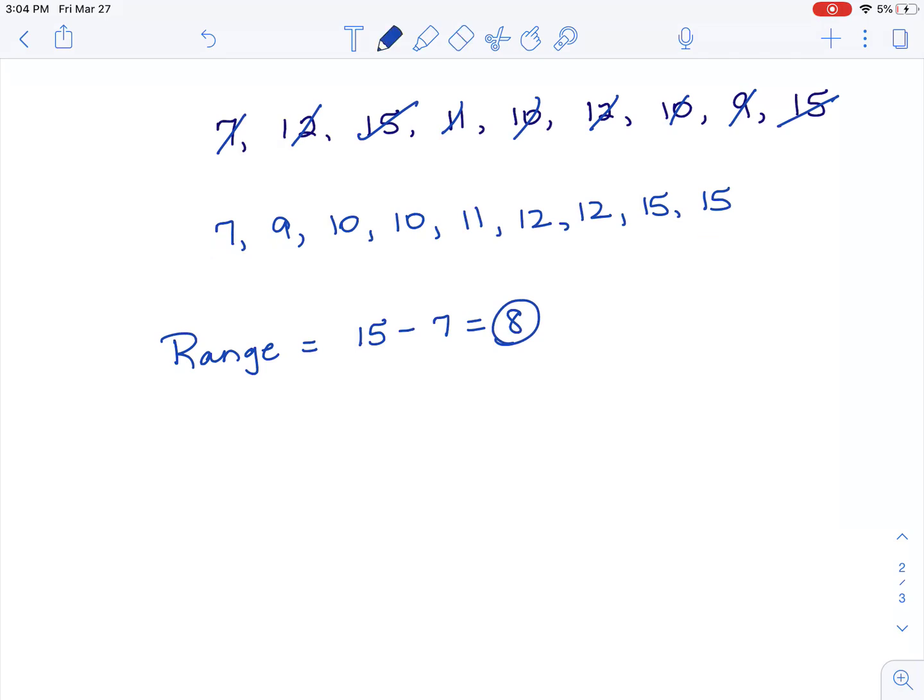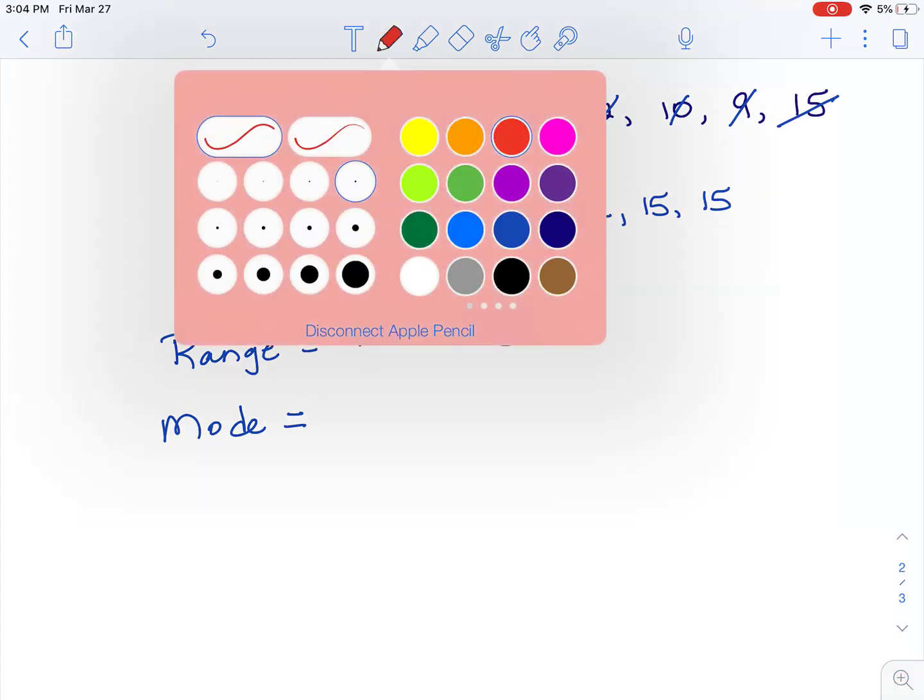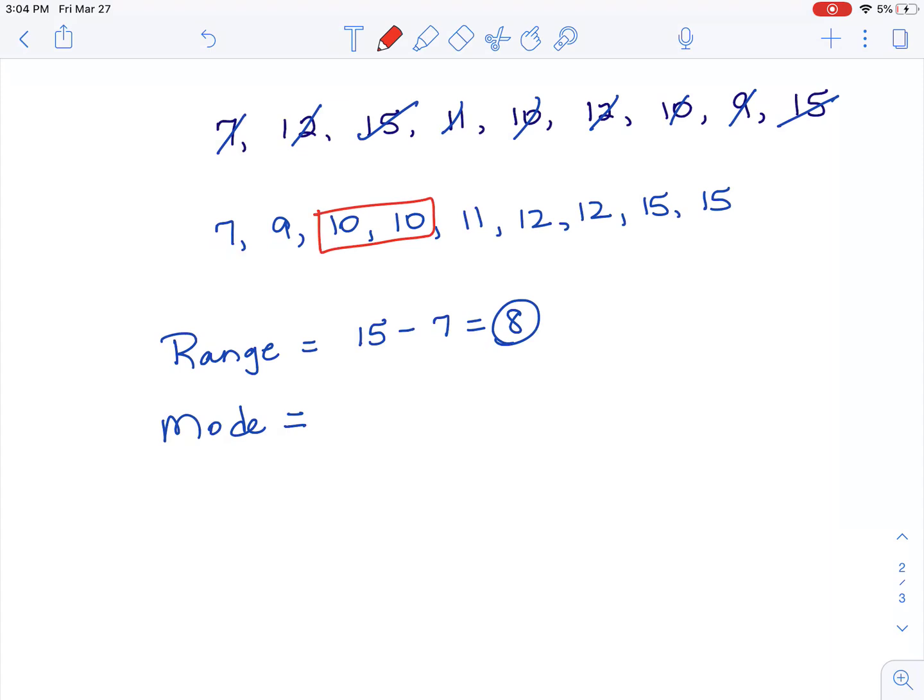Now, what if I ask you for the mode? We have not had a situation like this. Remember, the mode is the number that happens the most. Well, look here. We've got 2 10s, 2 12s, and 2 15s. Can I have more than one number as my mode? I sure can. So my mode would be 10, 12, and 15.